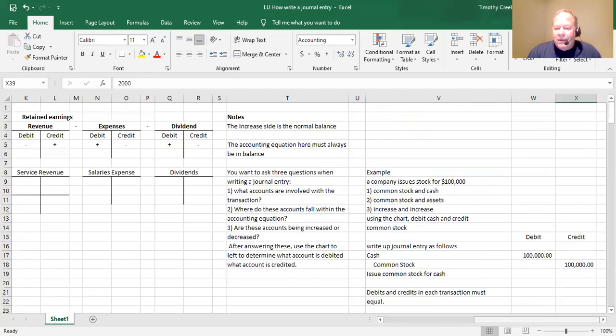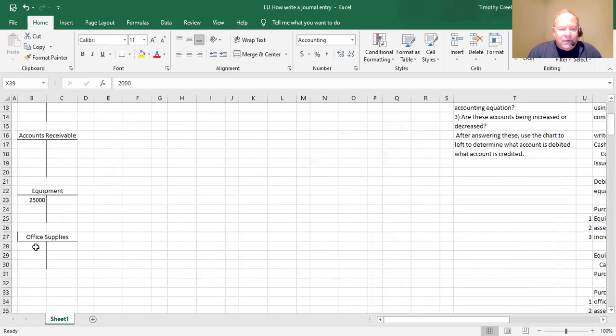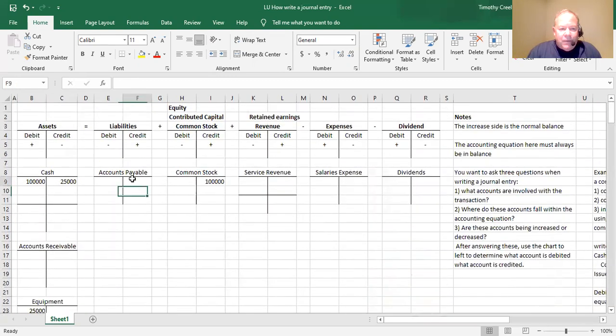So I would go up here, and I'm going to go down. Office supplies for 2,000, and then accounts payable credit for 2,000. Now, the good thing about this is that anytime you can make sure that basically the accounting equation is in balance. You can just add up the balances in the accounts, and you should be able to check whether the accounting equation is in balance or not. We'll do that at the end.